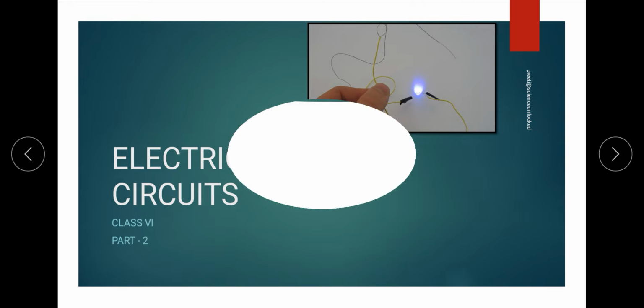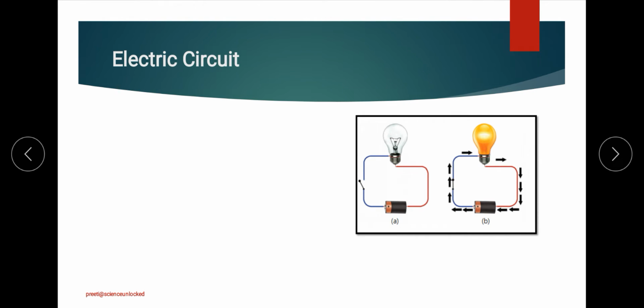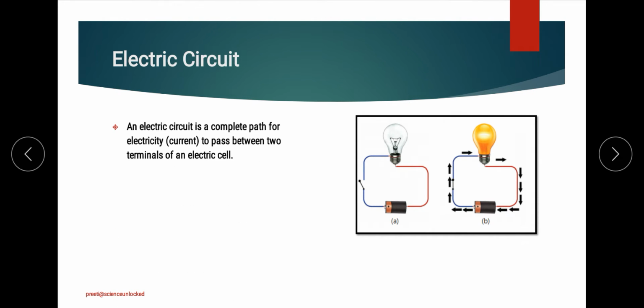Now we have gone through multiple topics till now related to electricity which are very basic. Now we move to the main topic, that is electric circuits. An electric circuit is a continuous path that helps in the flow of electricity or electric charges between two terminals of the cell.